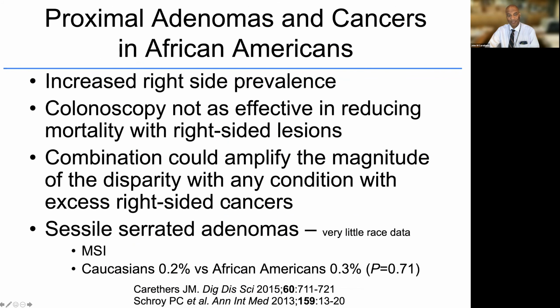So just to summarize that piece, there's increased right-sided prevalence in African Americans and Native Americans. Colonoscopy is not as effective in reducing mortality on right-sided lesions. There's a number of studies that show that. The combination could amplify the magnitude of the disparity with any condition with excess right-sided cancers. And one of the highest risk adenomas or polyps is the sessile serrated adenoma, but there's very little data on that. One study showed that there was no real difference between whites and blacks in the rates of those. Other studies suggest there's a slight increase from there.